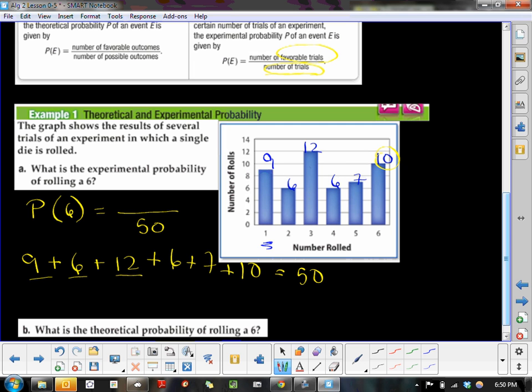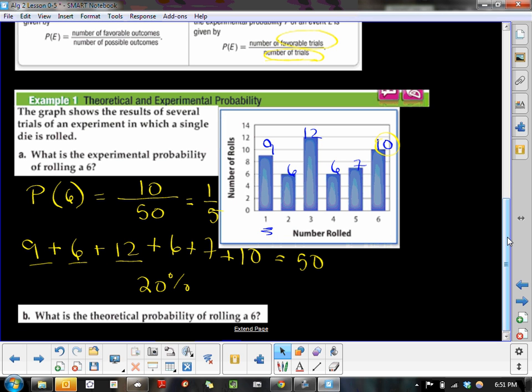6 was a favorable outcome, so it's 10 out of 50, which reduces down to 1 out of 5. And if you like it as a percentage, you can say that's 20% of the time we roll a 6. So that is the experimental probability.